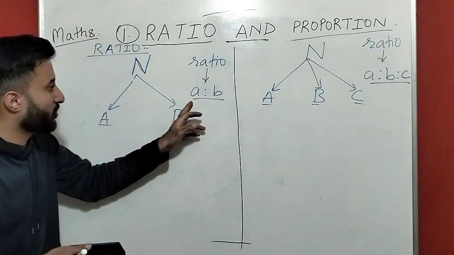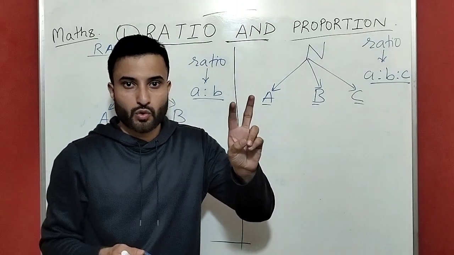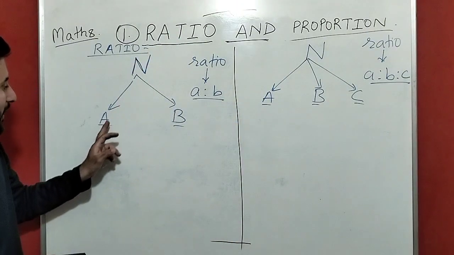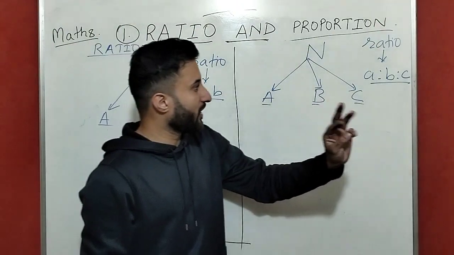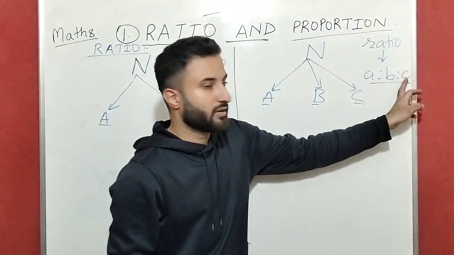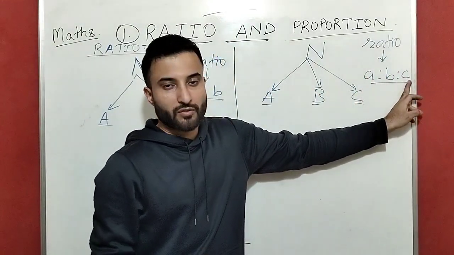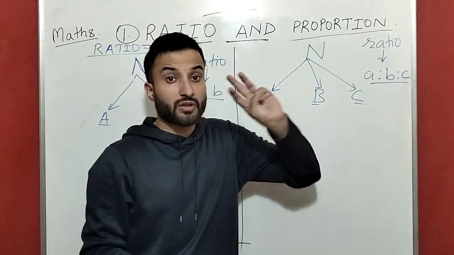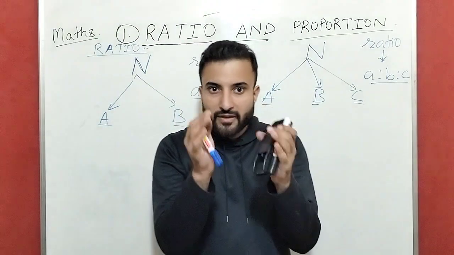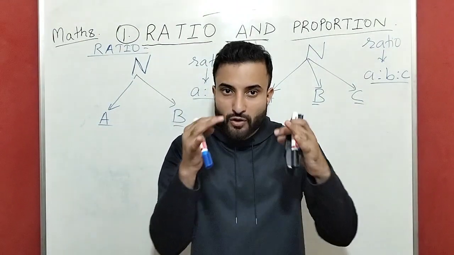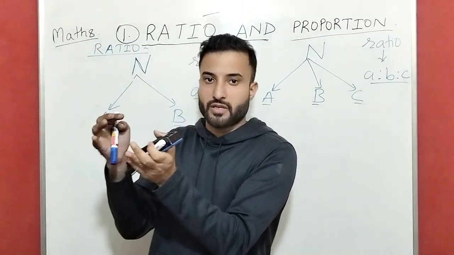So here, how many terms are there? 1, 2. Two terms, right? So that's why we are going to divide the number into 2 parts. Here how many terms? 1, 2, 3. We have 3 terms. So we are going to divide this number into 3 parts, A, B, C. The number is given, and we have to divide that number according to the terms in the ratio.